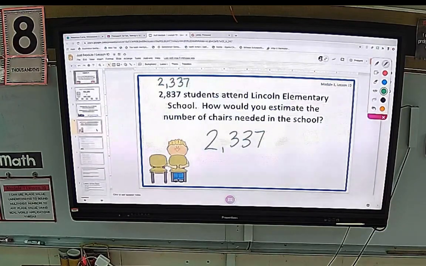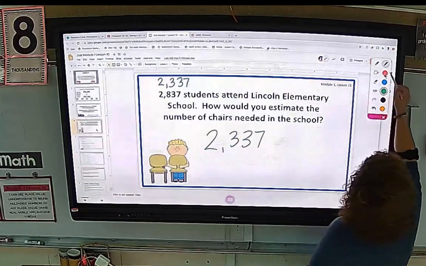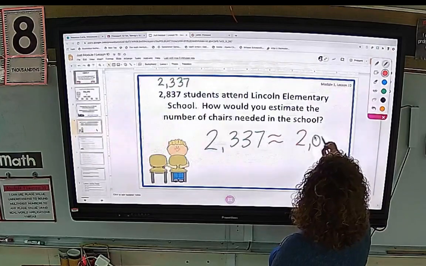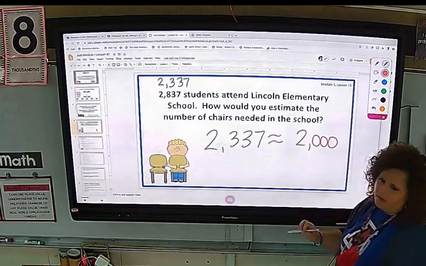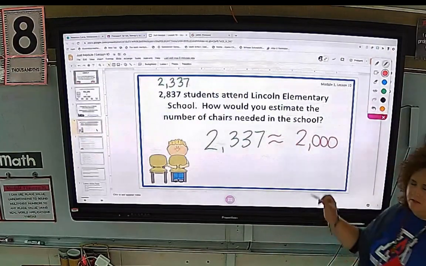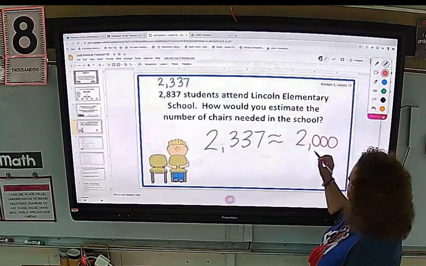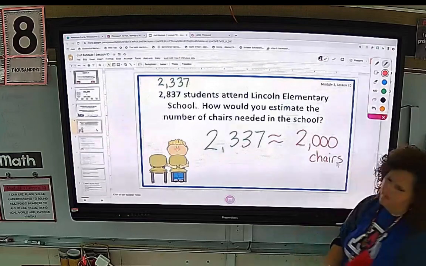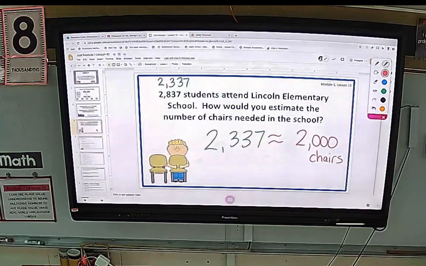Will, what did you get this time? 2,000 potatoes. 2,000. We didn't put our label on there last time, and we do need to remember that goes along with the word problem. So 2,000 is what we round to.